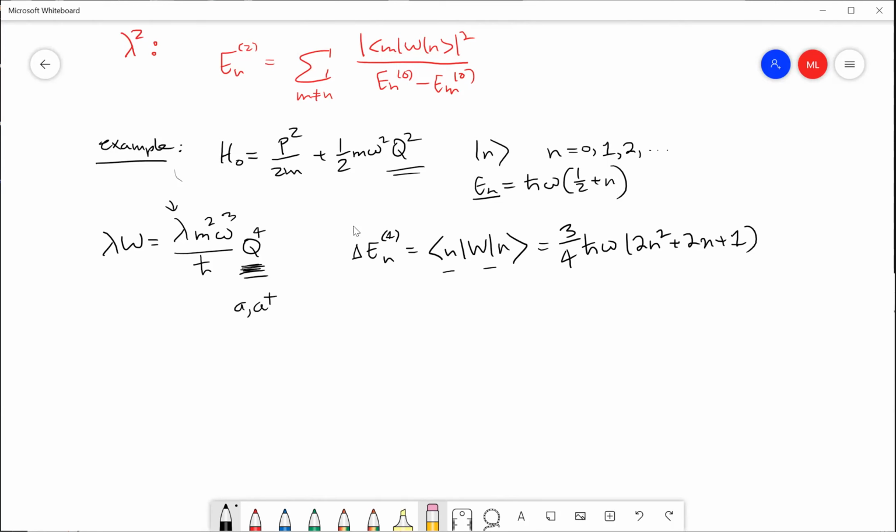It depends on n, and you see it just grows quadratically with n. So that's not good. It's a terrible correction because it'll get larger and larger for larger n. And that, of course, makes sense because the larger n's correspond to larger energies of the harmonic oscillator, right? So that means this thing is oscillating back and forth with larger and larger amplitudes at larger n. It's got more and more energy.